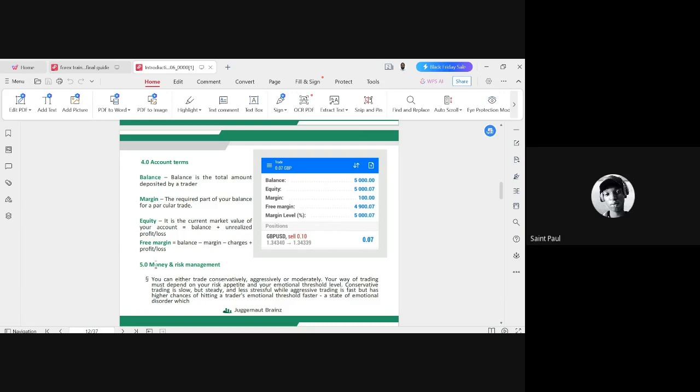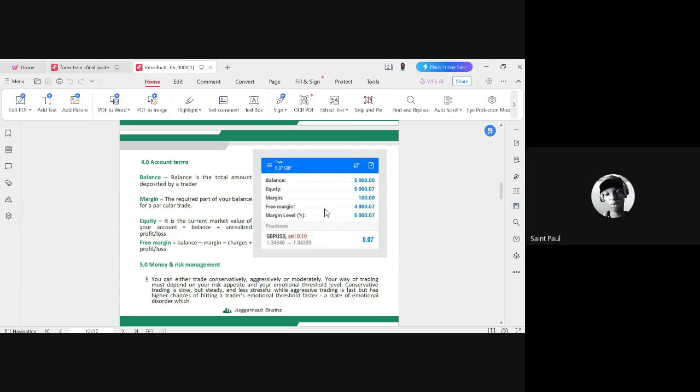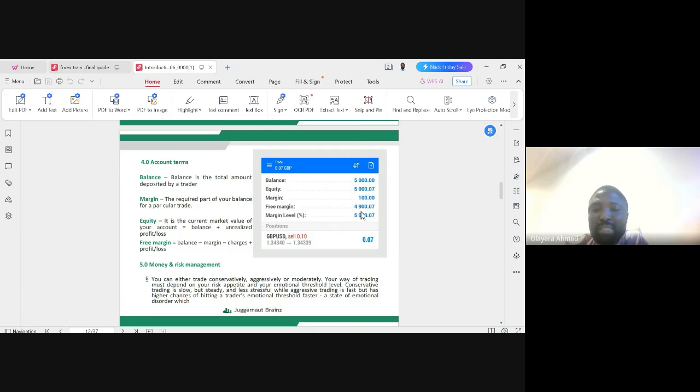So as equity increases, free margin increases. You can see that even free margin increases. Whatever amount equity increases with, free margin increases with it as well.